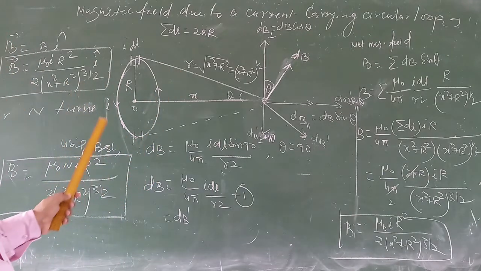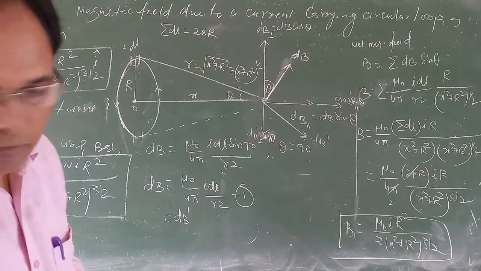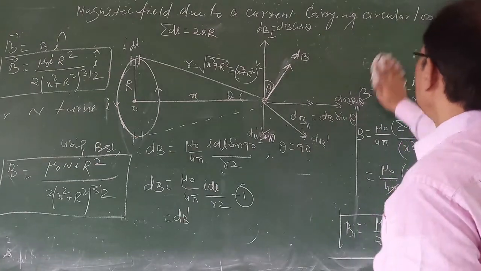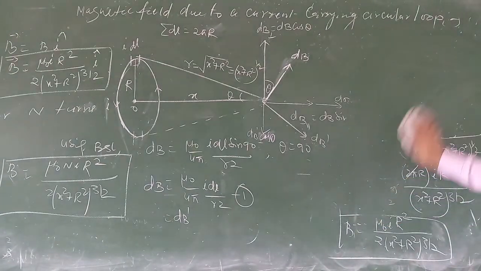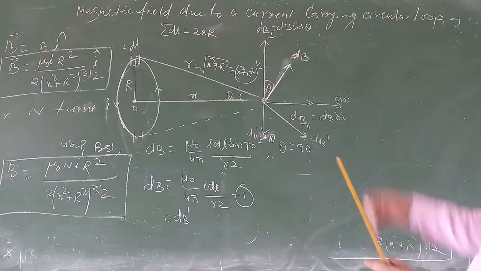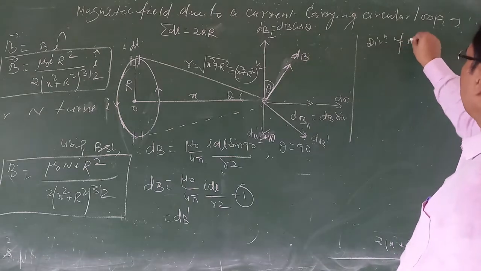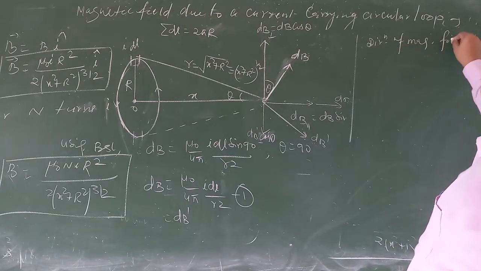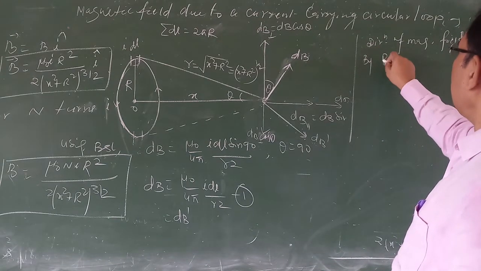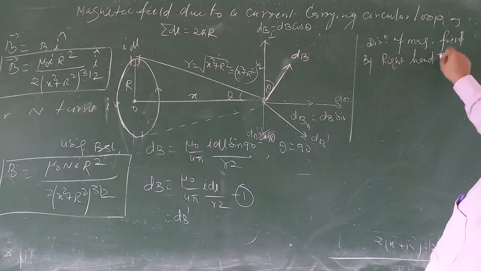And to find the direction of the magnetic field in a current carrying circular loop, first note down this one. The direction of the magnetic field can be obtained by the right hand thumb rule.